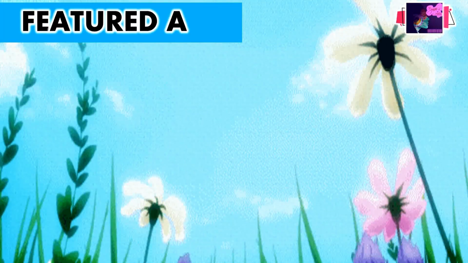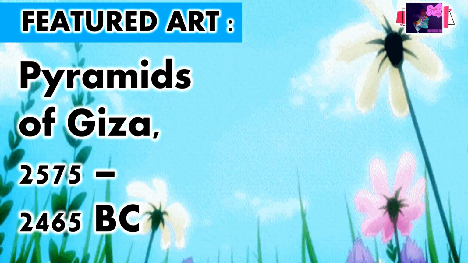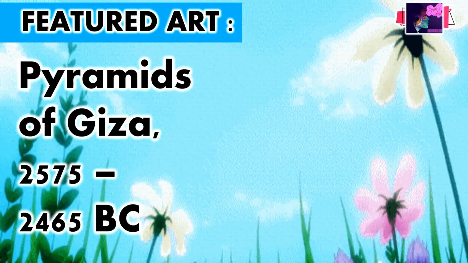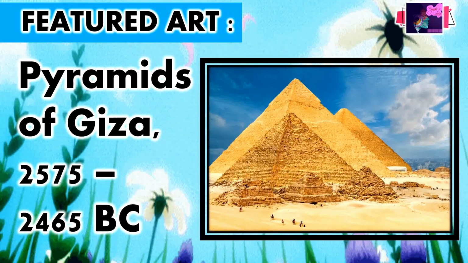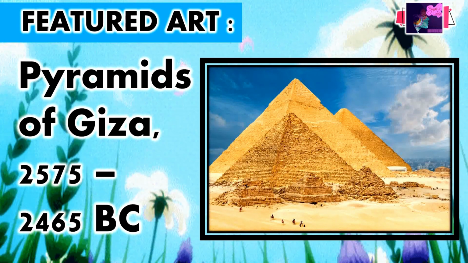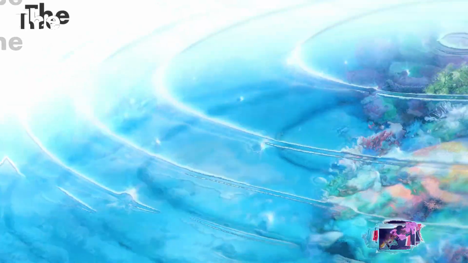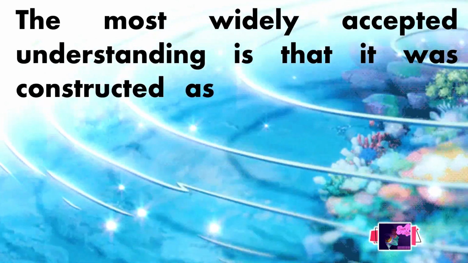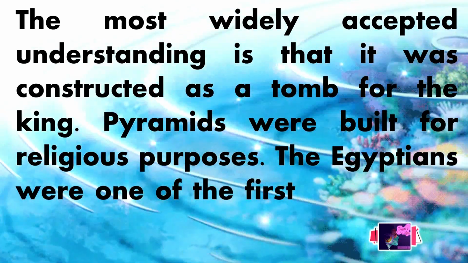Let's now go to our Egyptian period. For our featured architecture, we have, of course, the very famous Pyramids of Giza, 2575 to 2465 BC. Here's how it looks like. This is one of the most famous pyramids in the world, the Pyramid of Giza. The most widely accepted understanding is that it was constructed as a tomb for the king.